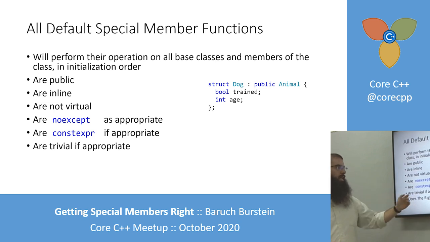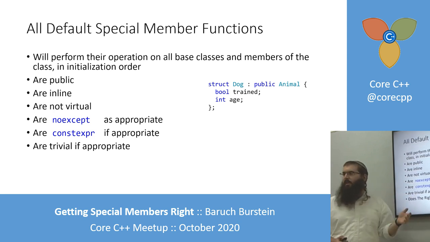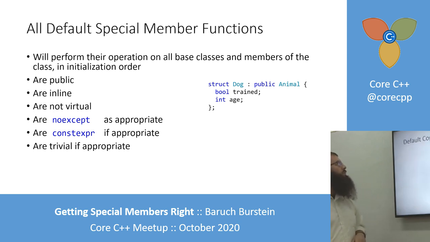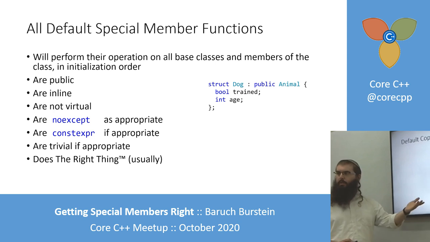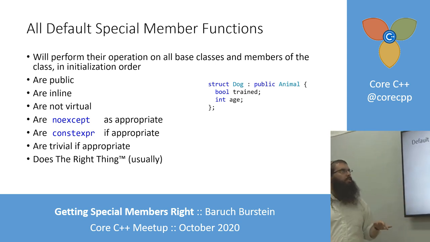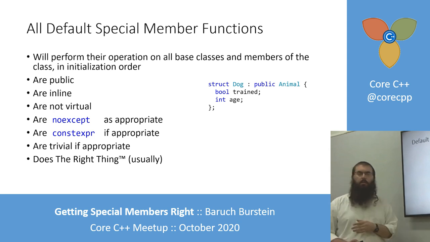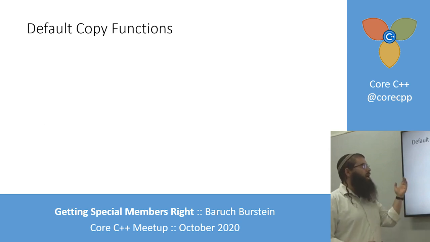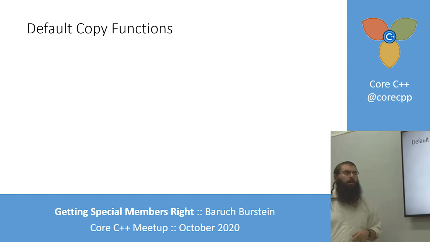Why not? Because the compiler doesn't actually look at the function body. If the compiler generates the function body itself, it knows it's trivial. Otherwise, it has to start figuring out what's going on. It doesn't do that. And usually, in most cases, it does the right thing, and you don't have to think about it. Except for, of course, when it doesn't, which happens.